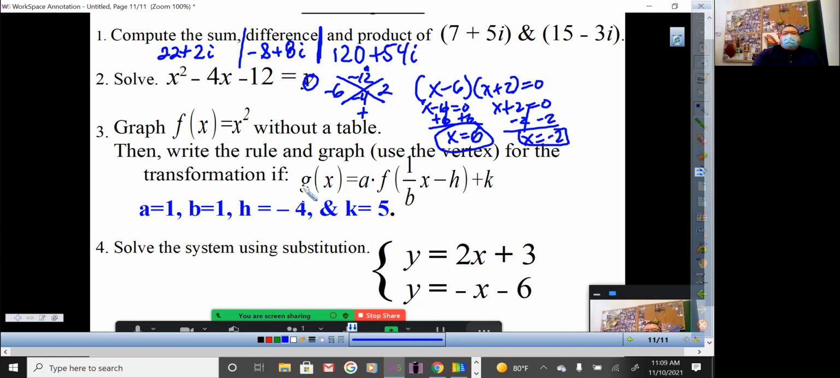Before I continue with that one, share with your neighbor. This is a general rule. These are the parameters. How would you rewrite the general rule for the transformation using those parameters? Have it over to your neighbor, please.